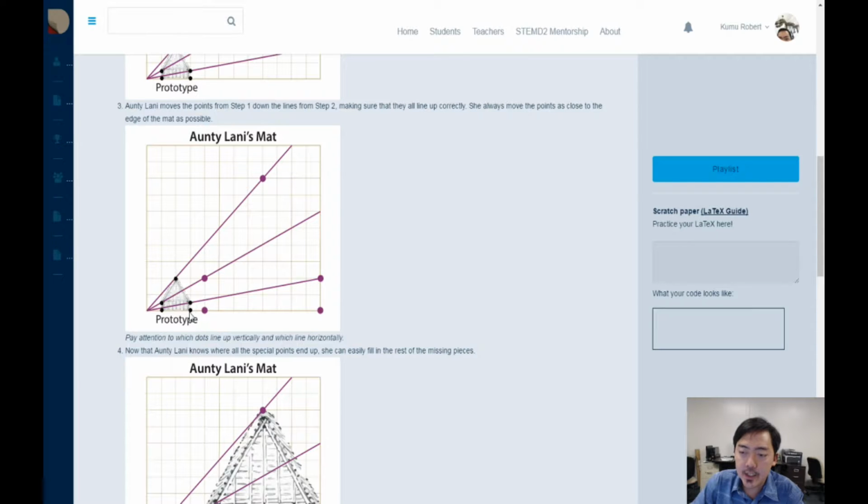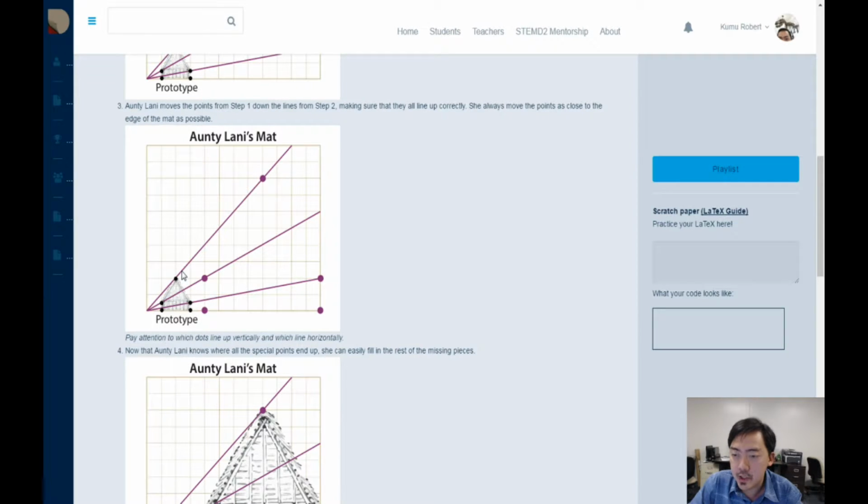These 2 dots are the easiest dots to move because they are the rightmost dots. So they will be moved down the lines until they meet the right edge of the mat. This dot has the same vertical position as this one, so Auntie Lani will move it down the line until it's vertically aligned with this one. This dot has the same horizontal position as this one, so Auntie Lani will move it down the line until it is horizontally aligned with this one.